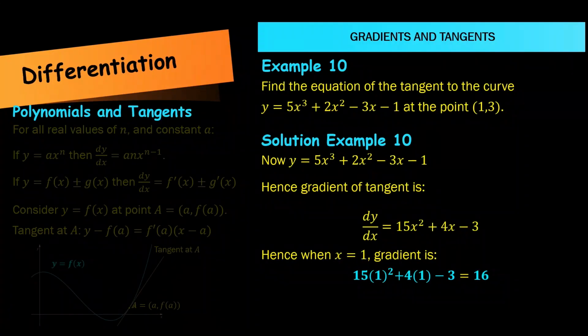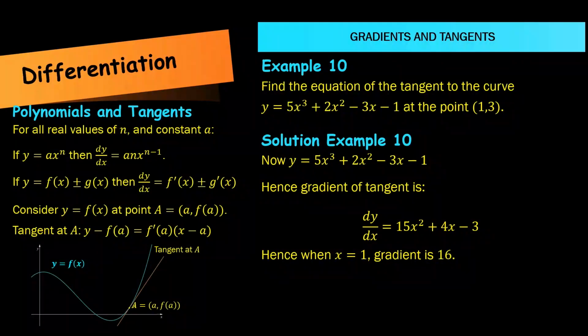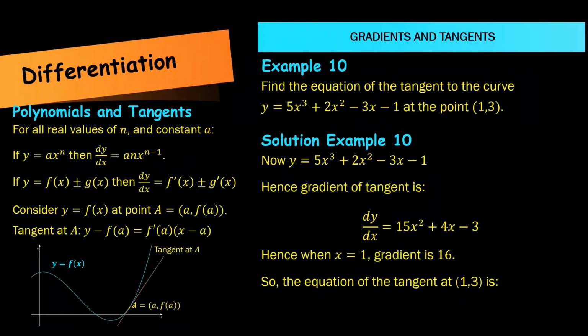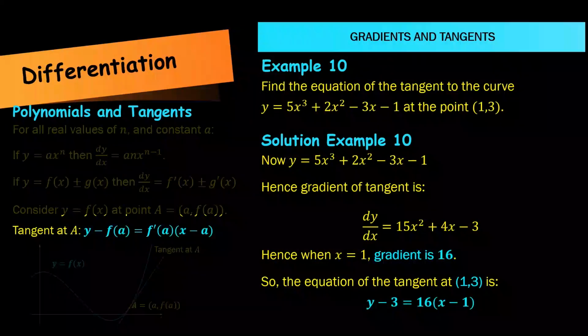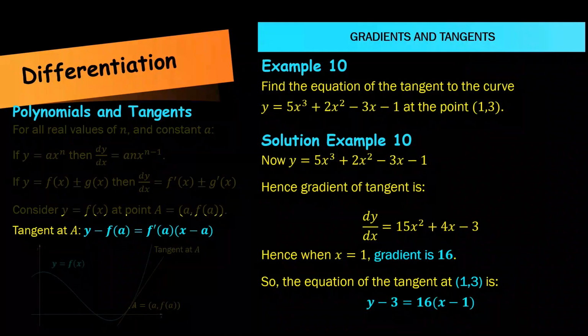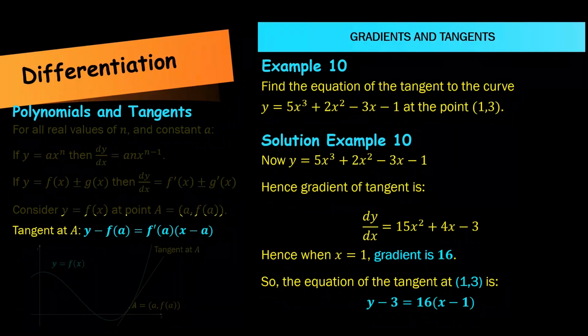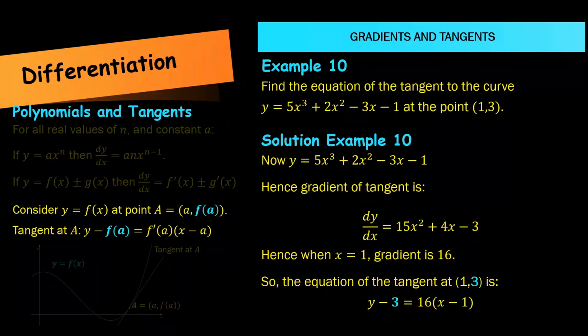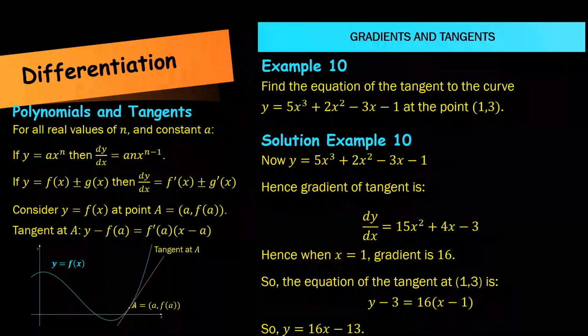So the equation of the tangent at 1, 3, substituting in this equation for the tangent at A, is y minus 3 equals 16 times x minus 1. This is where we get 16 from, and this is where we get 1 from, and this is where we get 3 from. And therefore rearranging gives us that y equals 16x minus 13.